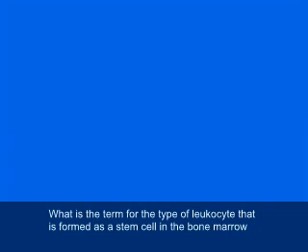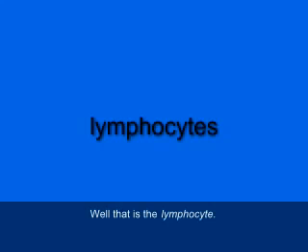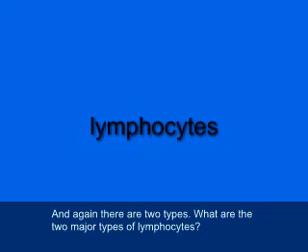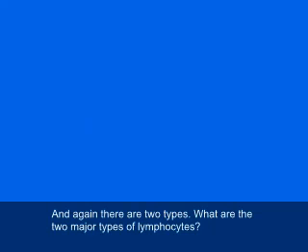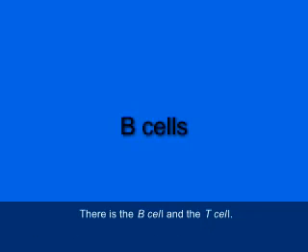What is the term for the type of leukocyte that is formed as a stem cell in the bone marrow, but then differentiates into other parts of the body? Well, that's the lymphocyte. And again, there are two types of lymphocytes. What are the two major types of lymphocytes? There's the B cell and the T cell.